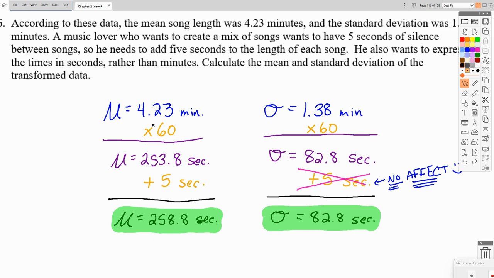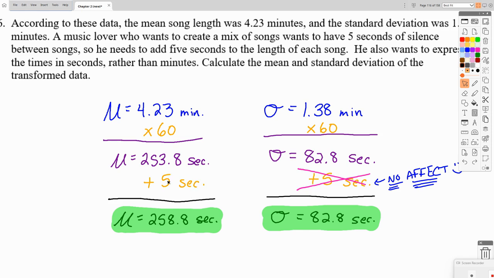So first, I converted minutes to seconds, which means I multiply by 60. We discovered that multiplication affects every kind of value in a transformed data set. So I take my original mean of 4.23 and multiply it by 60 to turn it into seconds. The standard deviation is also affected by multiplication, so I multiply that by 60. Then I finally get to tackle the 5 seconds I need to add on to each and every song. If the mean song length is 253.8 seconds, then it will be affected by the addition of the 5 seconds. So it will move an additional 5 seconds down the line.